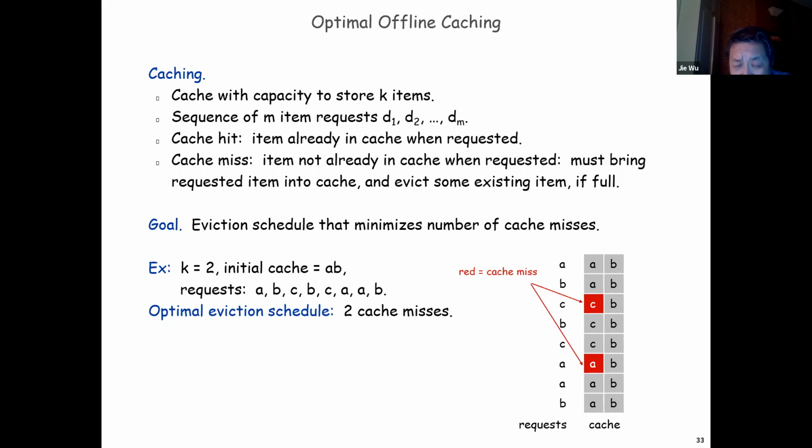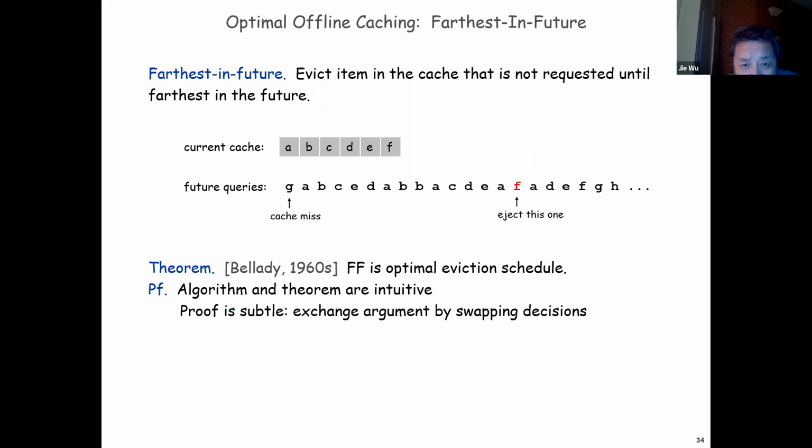In this case, with some simple math calculation, you will say, oh, this is the minimum cache misses, which means minimum execution time, because each miss will cause extra time, right? Now the problem is, what's the optimal way to do it? It looks very difficult. It turned out, and it's really surprising, there is a very nice algorithm. It's called furthest in future.